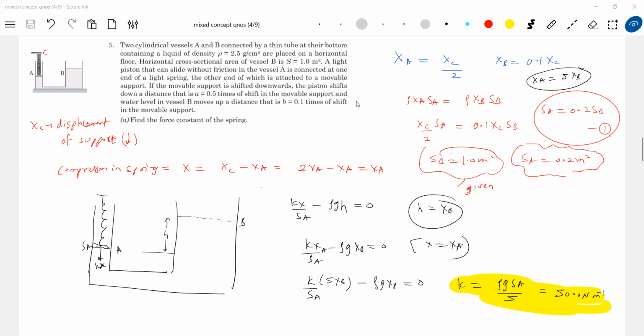So how much are we getting? 5,000? So 10,000 we are getting. I ended up with 5,000. Calculations, check once. I think, are we correct? What is the SA value? SB is 1, SA is 0.2. Yes, SA, no problem.